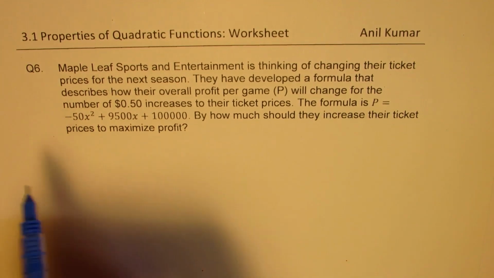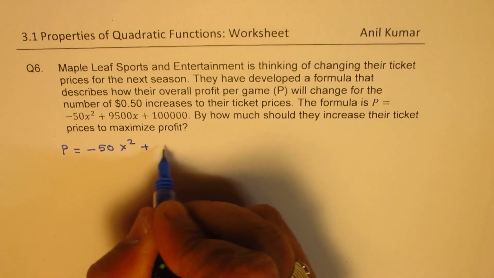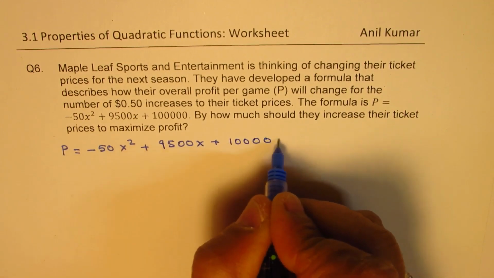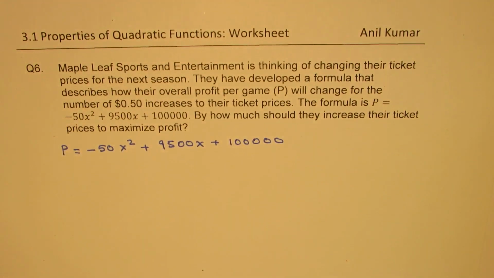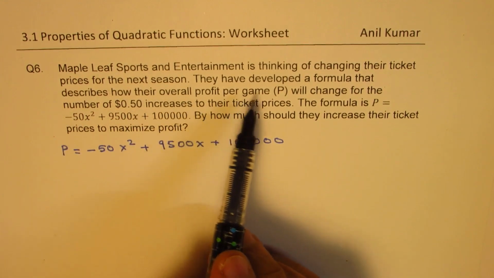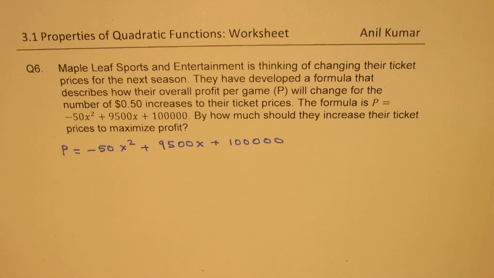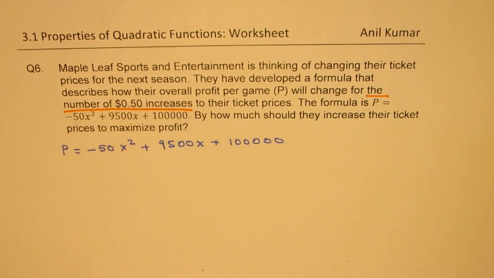The formula is P equals minus 50 x squared plus 9500 x plus 100,000. By how much should they increase their ticket price to maximize profit, right? So that is the question for you. Now, what does X represent here? They have developed a formula that describes how their overall profit per game will change for the number of 50 cents increase, right? So highlight for the number of 50 cents increase. So that's kind of important, right?